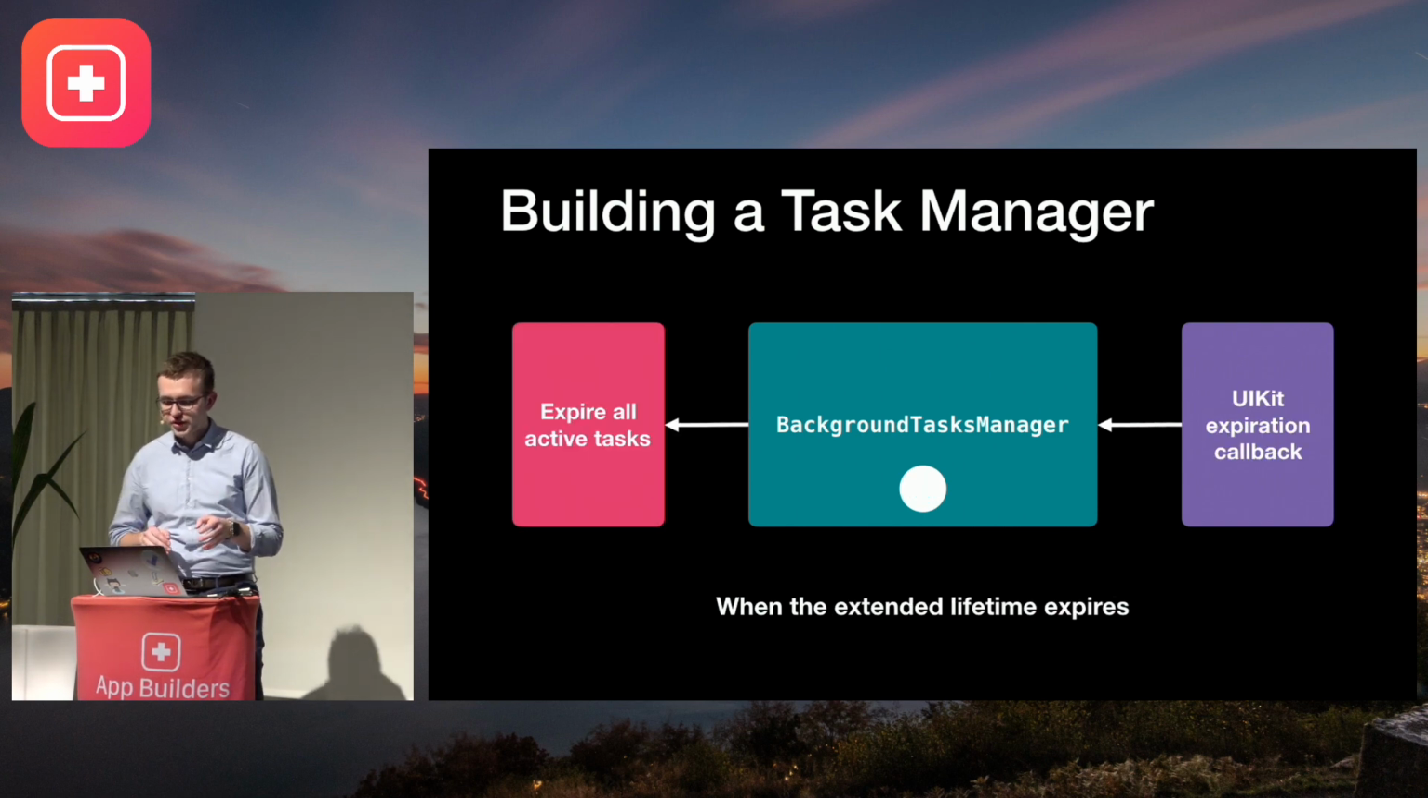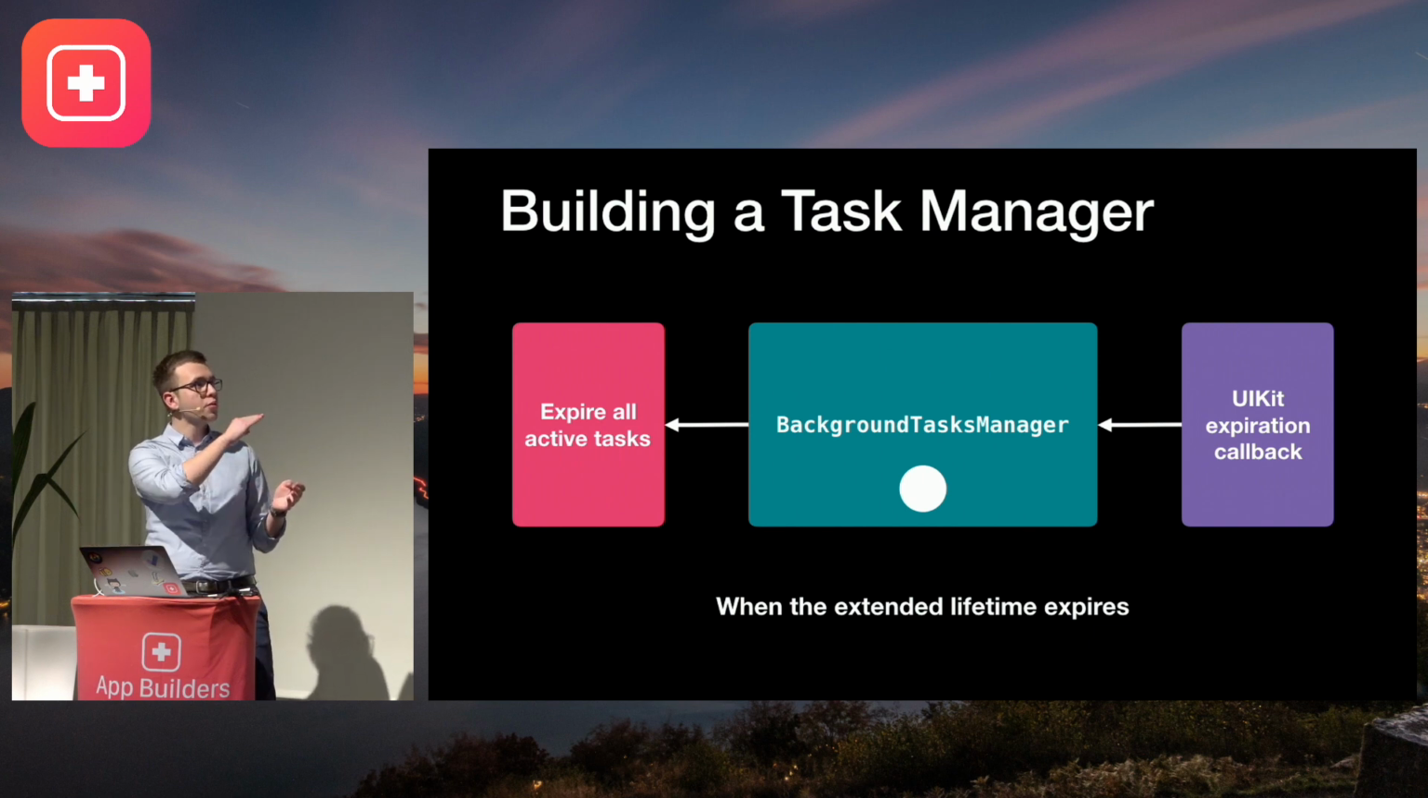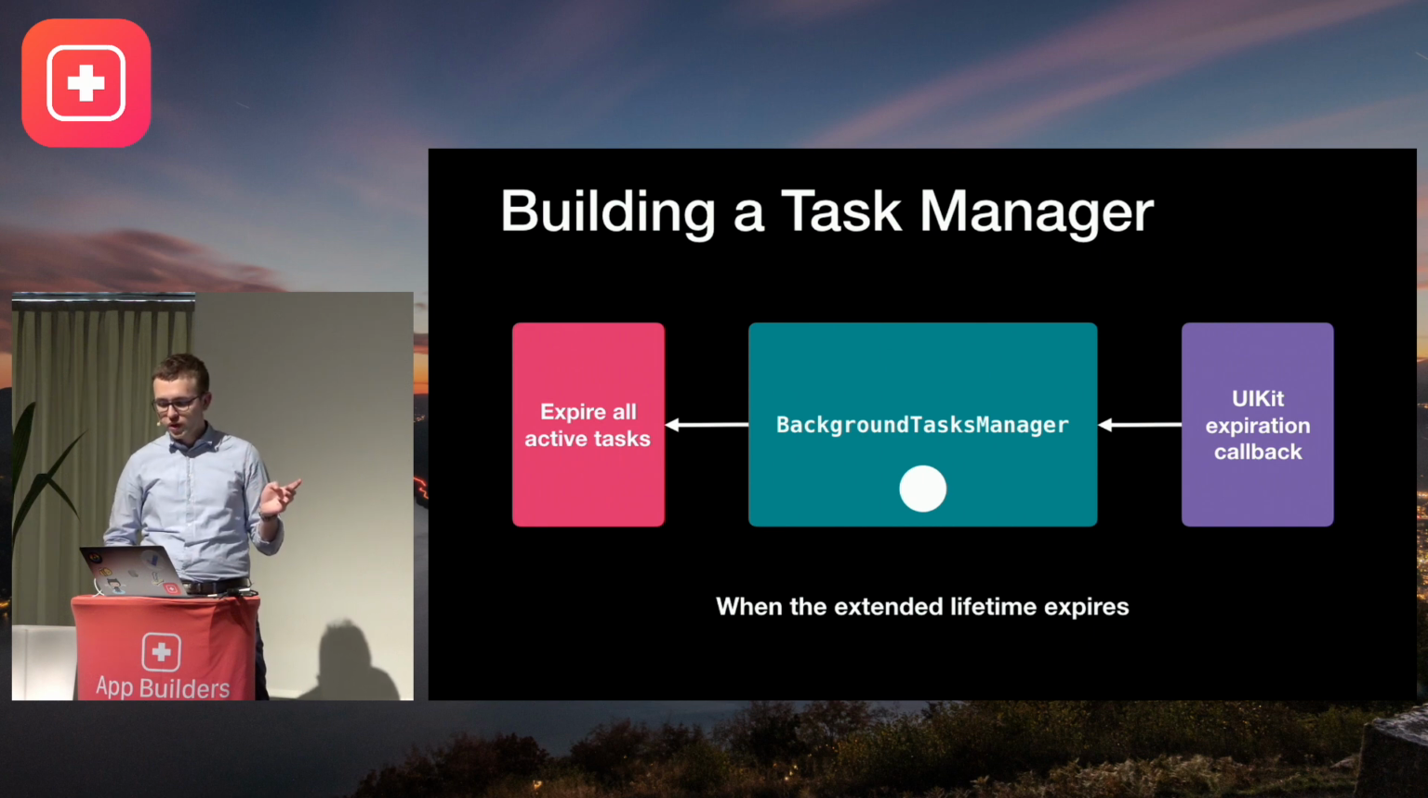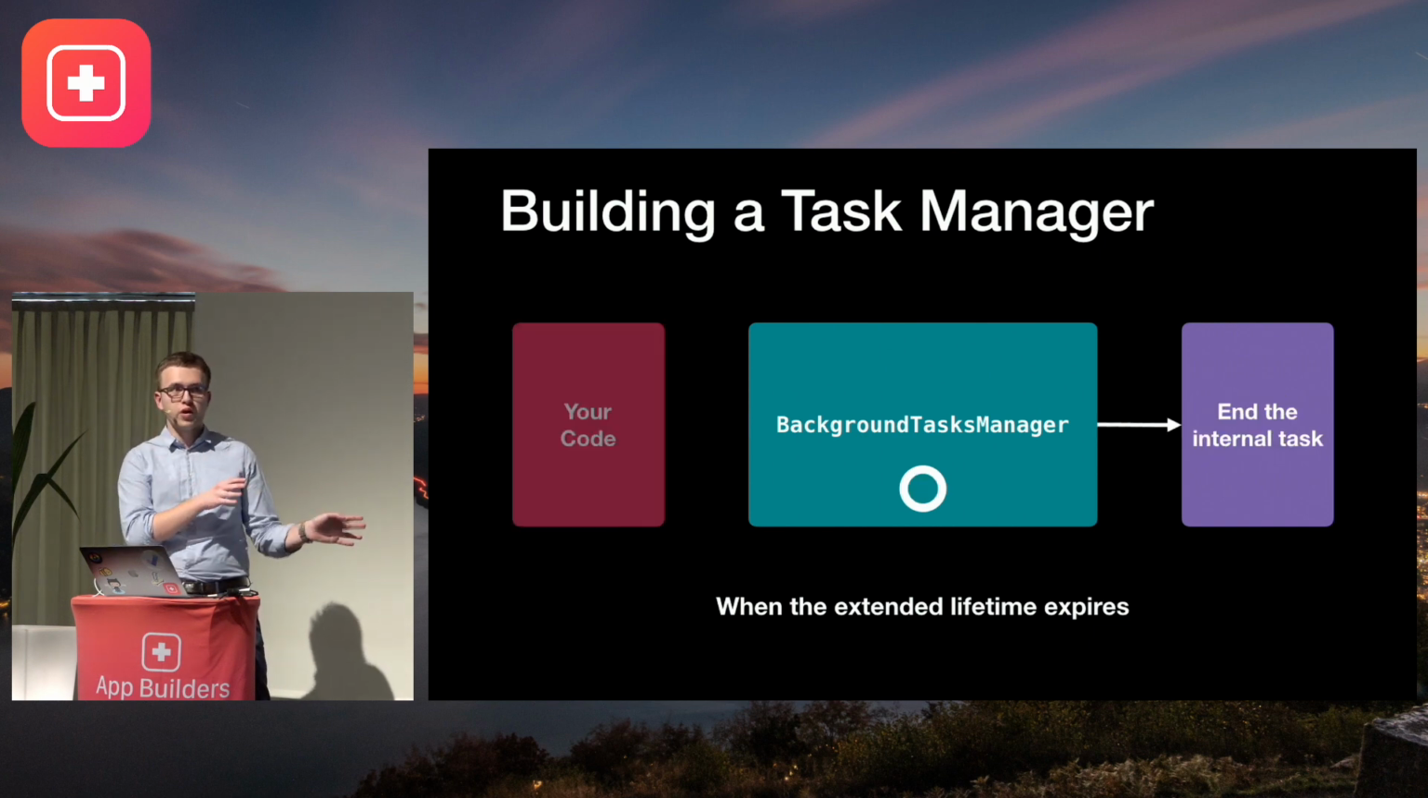And when UIKit notifies us that the app extended lifetime is about to expire, so that we're going to be suspended, we call all the expiration handlers that we saved in the manager, and then we tell UIKit that we tore down the app and that it can safely stop.